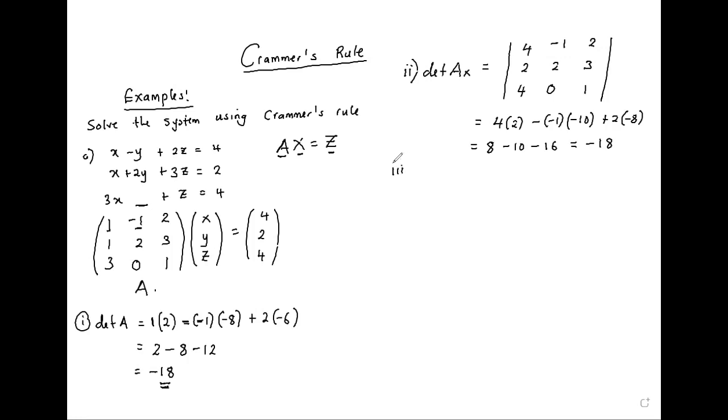3, we get determinant AY. Now we go in here, the coefficients of Y replaced by the solution matrix this time around. So the coefficients of X are back, we put them back: 1, 1, 3. We replace the Y now, so 4, 7, 2, 4. And then 2, 3, 1.